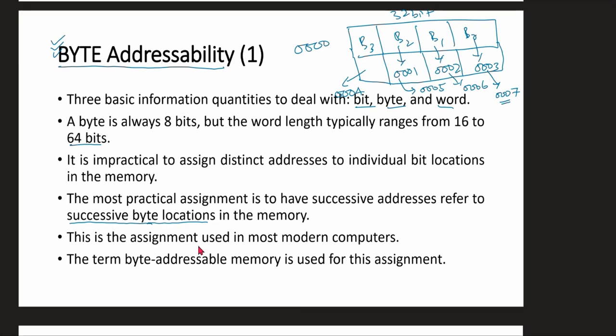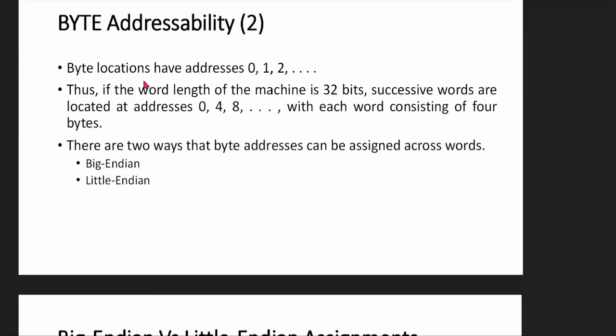This is the assignment used in most modern computers. In most modern computers, byte addressability is used. The term byte addressable memory is used for this assignment. The byte locations will be given as 0, 1, 2, 3, 4 and so on. Thus, if the word length of the machine is 32, the successive words are located at address 0, 4, 8 with each word consisting of 4 bytes.